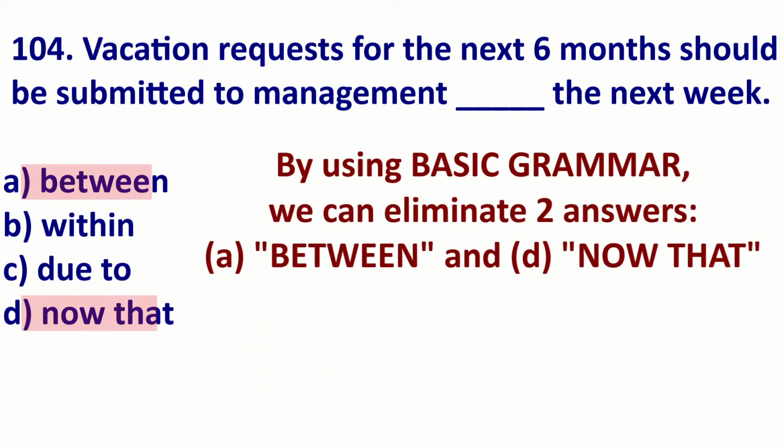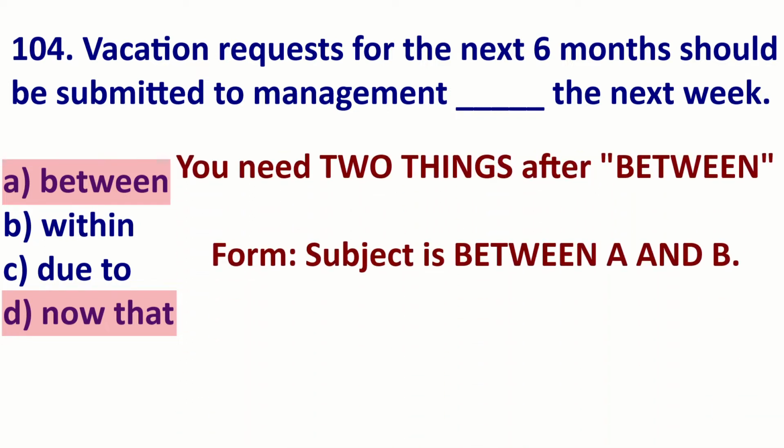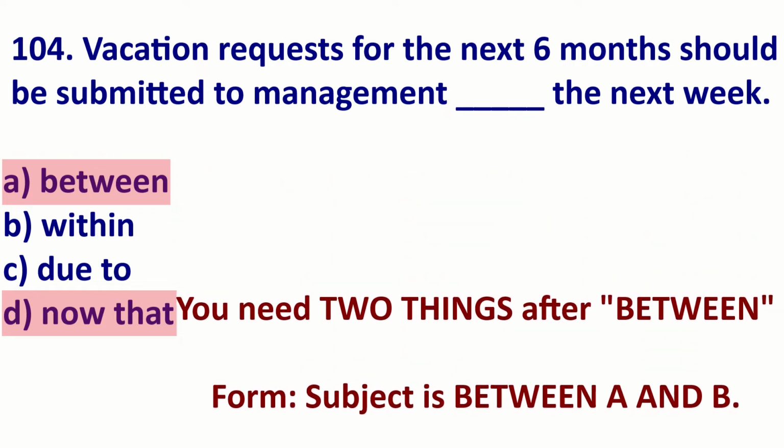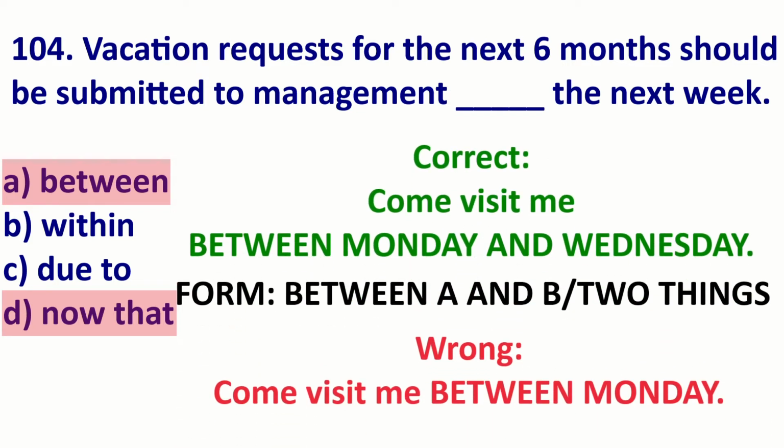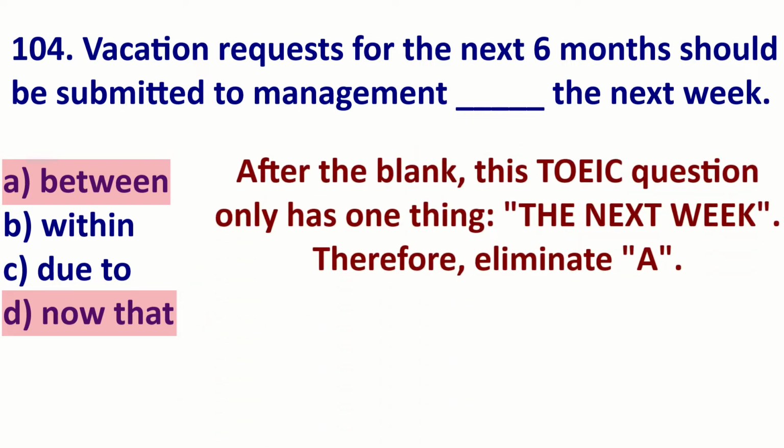Now, if we look at this, we can get the answer quite easily because we can eliminate A and D because of grammar. When you use the word between, which is A, you need 2 things after it. For example, come visit me between Monday and Wednesday. However, if I just say, come visit me between Monday, it is incomplete. There are not 2 things. So the form is something is between A and B. In this TOEIC question, we only have 1 thing, the next week. We don't have 2 things, so eliminate between.